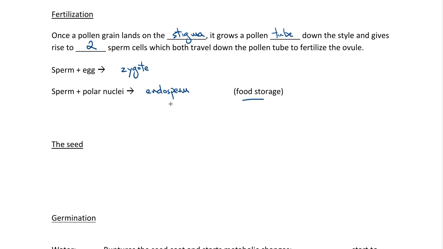Now, in monocots, the endosperm maintains food storage, whereas in dicots, actually the cotyledons take over that function by absorbing all of the nutrition from the endosperm. But one sperm fertilizes the egg to become the zygote, and the other sperm fertilizes the polar nuclei to become the endosperm, which is involved in food storage. Now let's take a look at the seed.